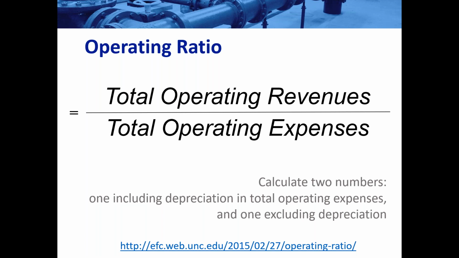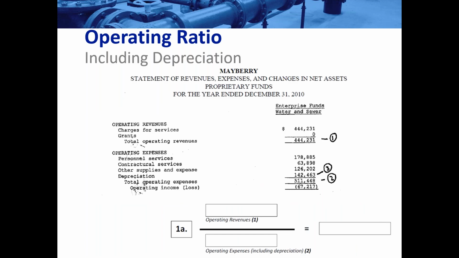So even with depreciation, you want to see this ratio be more than 1. You want it to be higher than 1, maybe 1.1 or 1.2, because you want to account for additional cost increases going forward. So how you will calculate it: you would look at your statement of revenues, expenses, and changes in net assets, and you would look at your water and sewer funds, and it spells out total operating revenues and total operating expenses. So you would take operating revenues divided by operating expenses, and you get your ratio.